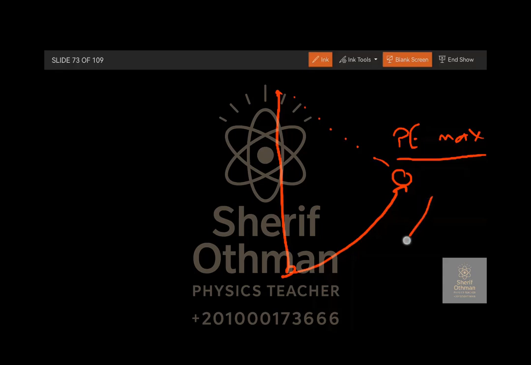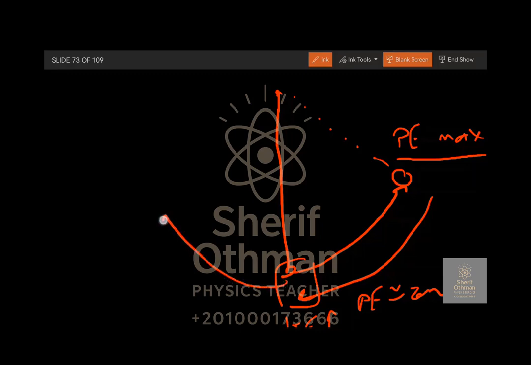Let the pendulum move down. The potential energy decreases to reach the origin point. At this point, the kinetic energy is maximum and the potential energy is almost equal to zero. Moving to the other side, at the same displacement, the potential energy increases again to reach its maximum value, and the kinetic energy decreases to reach zero. So the kinetic energy here is equal to zero.